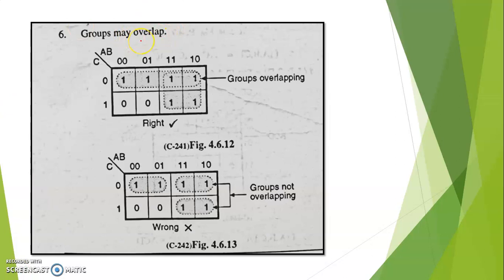Next, groups may overlap, like this 4 and this 4. It's wrong to say groups cannot overlap. Okay. So for groups, overlapping is right. Groups may overlap. This is wrong. You can see these groups overlapping. This is a right equation and this is a wrong equation.